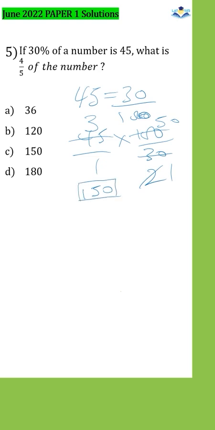The question wants to know what is 4/5 of that number. So I have to find 4/5 of 150. 5 into 5, 1. And 5 can go into 150 30 times. 4 by 30 is going to give me 120. So my answer for number 5 is going to be B.